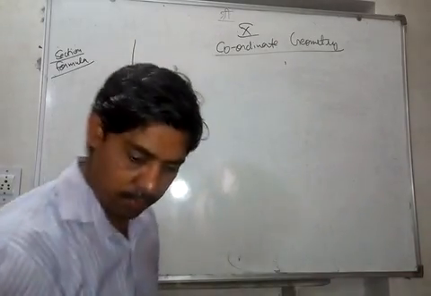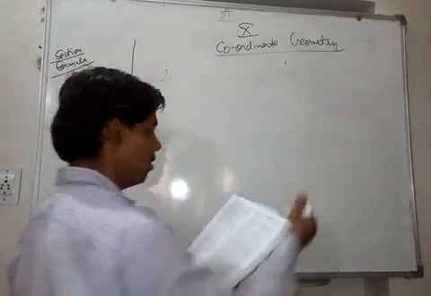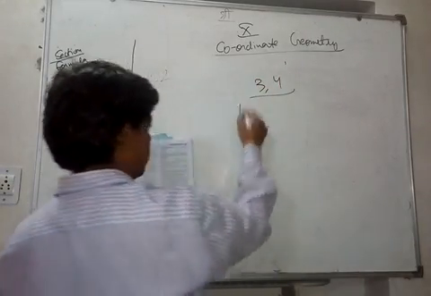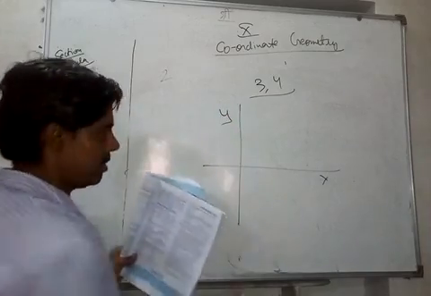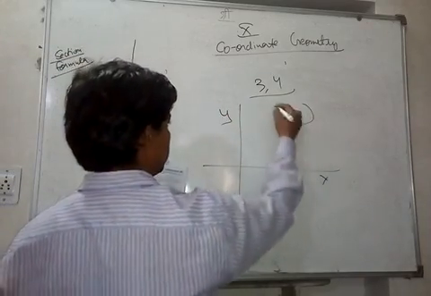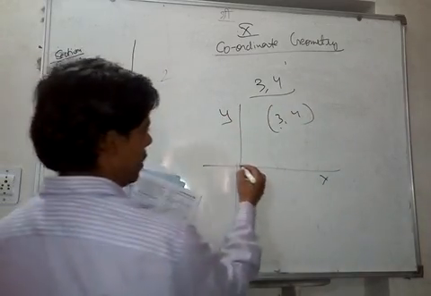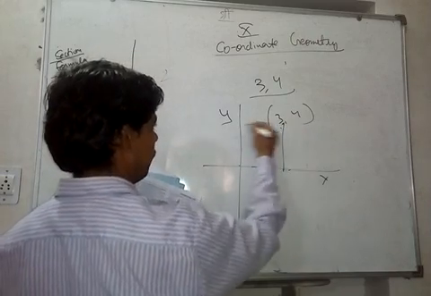What is the distance of point (3, 4) from the y-axis? Suppose this is the x-axis and this is the y-axis. Where is (3, 4)? This one. So this is (3, 4). This is 3, and this is 4. So this is 4 units.